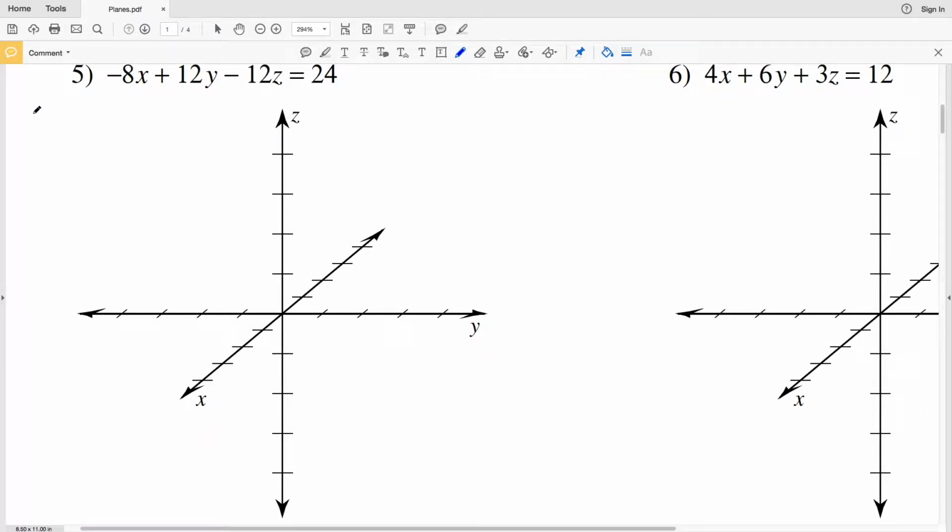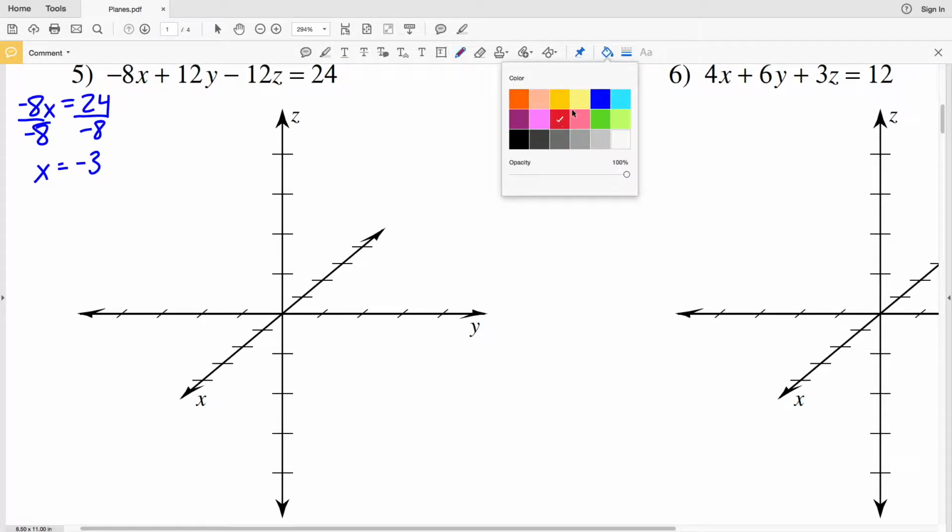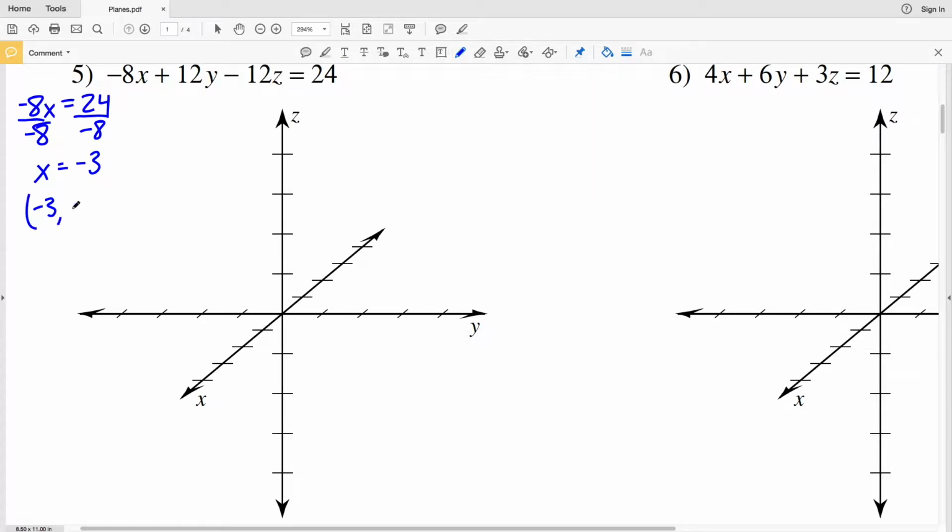So that means that my x-intercept is going to be negative 8 times x equals positive 24. Because if y is 0, 12 times y is 0, and if z is 0, 12 times z is 0. Now I'll divide by a negative 8 to get that my x-intercept is going to be at negative 3, because 24 divided by negative 8 is negative 3.